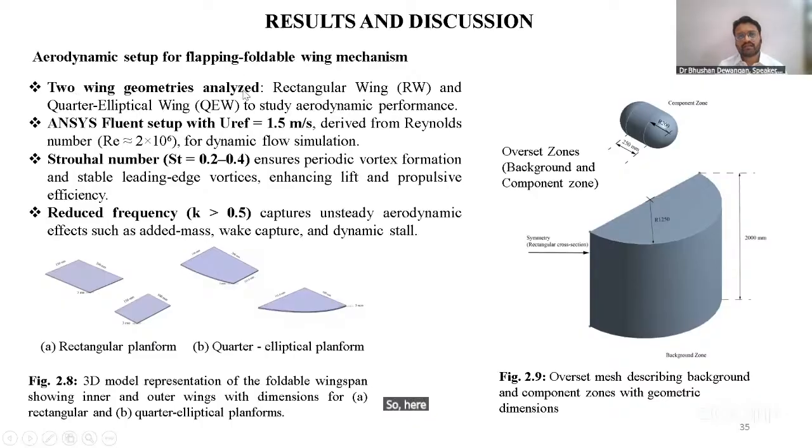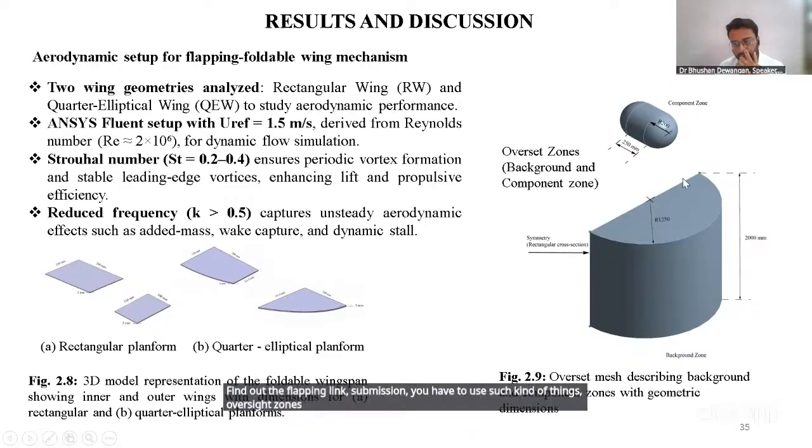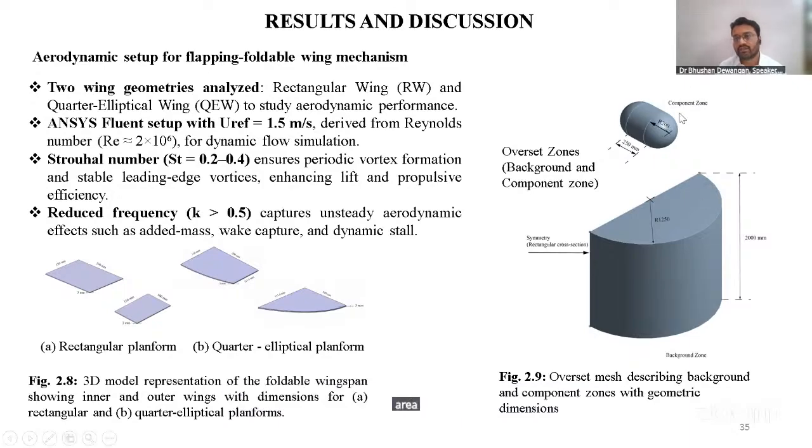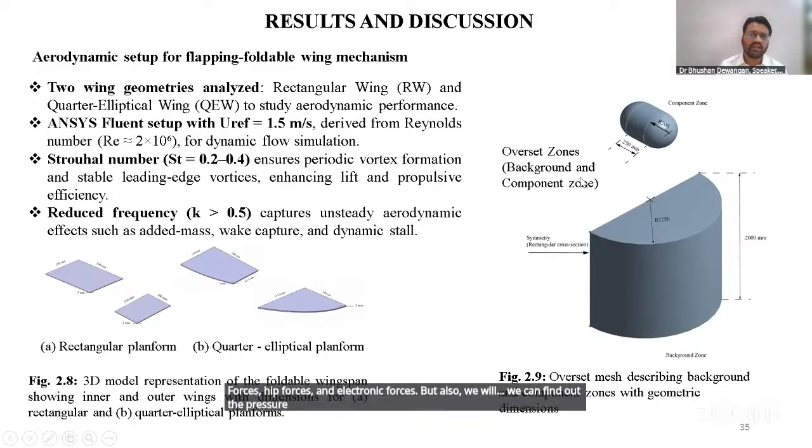Here I am showing you how I used the overset mesh. If you want to do a flapping wing simulation, you have to use such things: overset zones and background component zones. This is the background zone, which is the big area, and inside that you will have a component zone, where the wings can be placed, and we do the simulation of how they react with each other and how the lift and drag forces act. We can also find out the pressure.